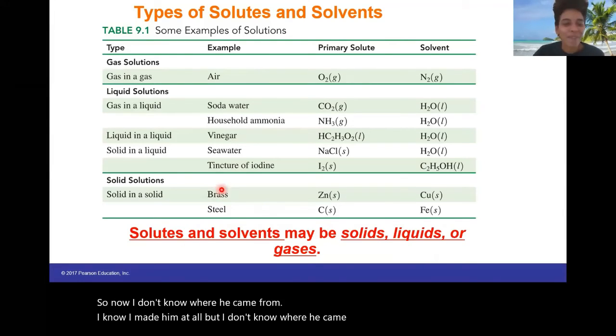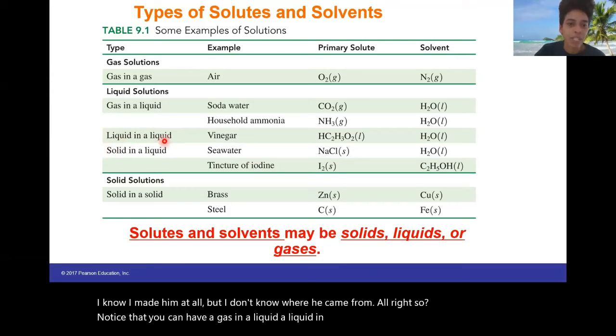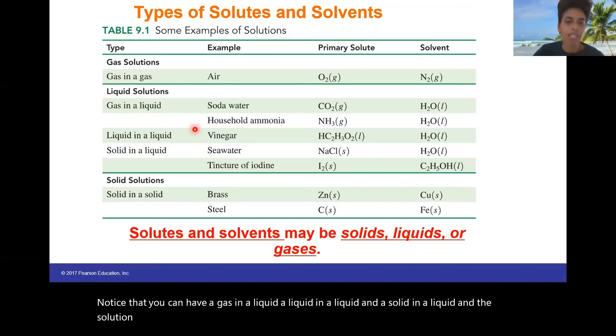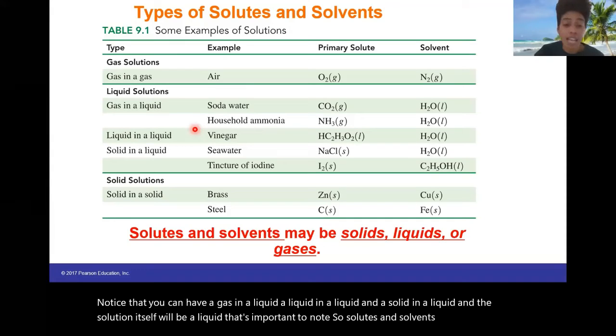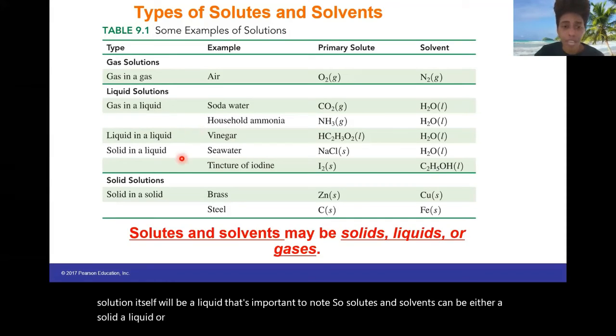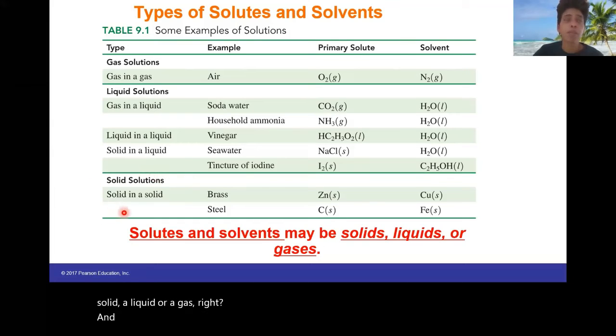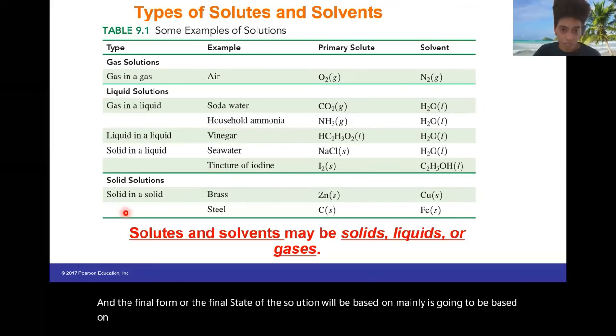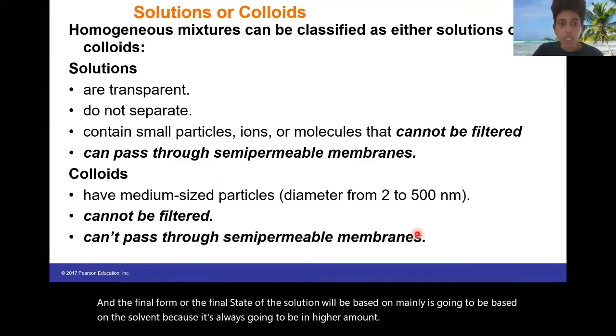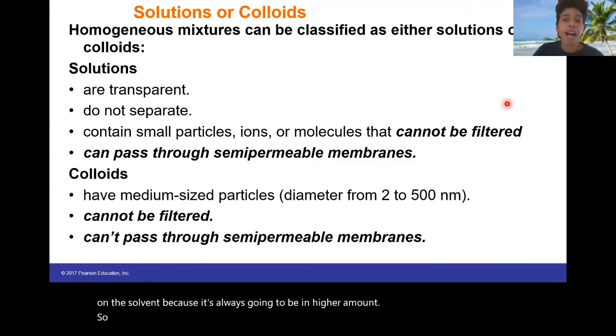All right, so notice that you can have a gas in a liquid, and a solid in a liquid, and the solution itself will be a liquid. That's important to note. So solutes and solvents can be either a solid, a liquid, or a gas, right? And the final state of the solution is going to be based mainly on the solvent, because it's always going to be in higher amount. So we can classify homogeneous mixtures as either a solution or a colloid.